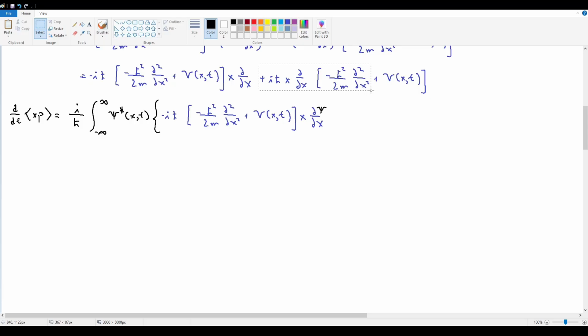plus, and here we're going to do some distributive property. This becomes d2 with respect to psi, not psi squared, plus v of x comma t times psi of x comma t, like that. And then this whole thing is getting closed off with the dx at the end.